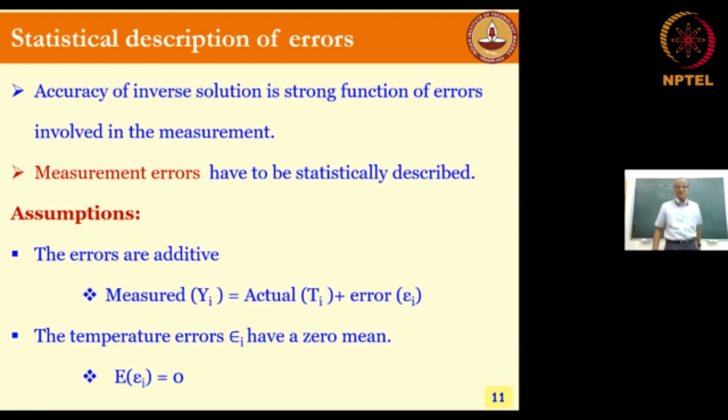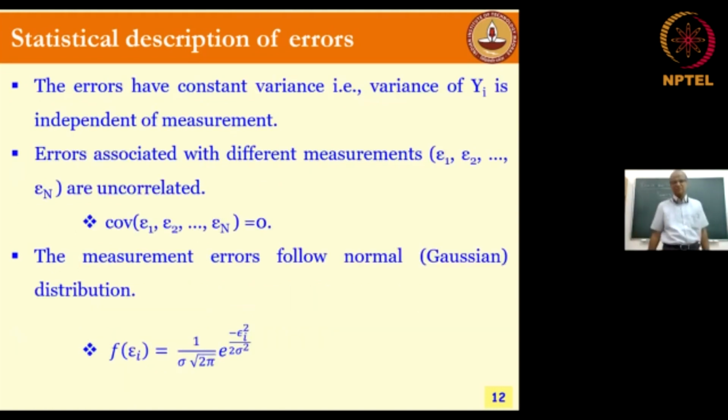The temperature errors have a zero mean. That is, expectation of epsilon i, where epsilon i is the error, is zero. The errors have constant variance. If the variance is different, you have a weighted least square. I'm talking now about the plain least square method, or OLS, ordinary least square. Errors associated with different measurements are uncorrelated. That means I can't predict the error in the third thermocouple by knowing the error in the first thermocouple. Otherwise there is a bias, where all the errors are correlated. Now you're considering exactly the opposite case.